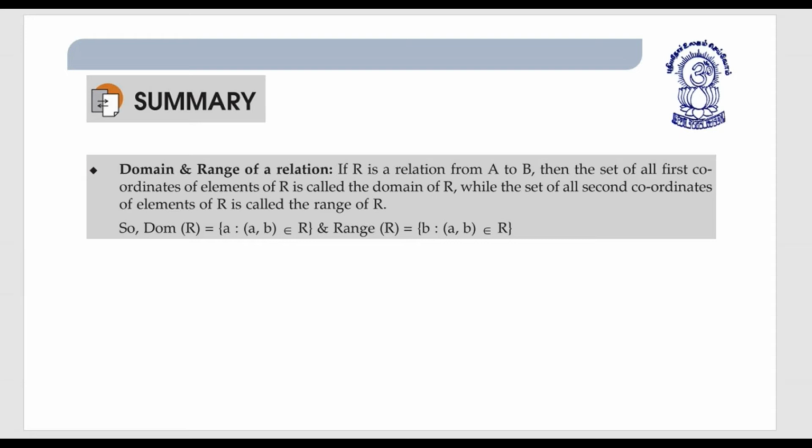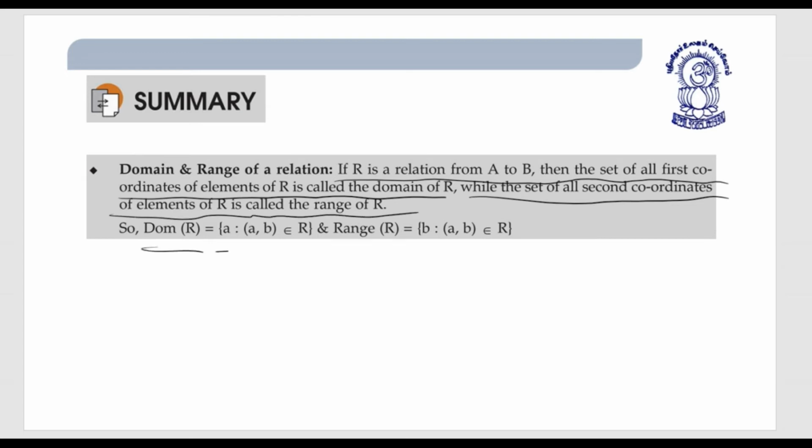Domain and range of a relation. If R is a relation from A to B, then the set of all first coordinates of elements of R is called the domain of R, while the set of all second coordinates of elements of R is called the range of R. Domain R = {a : (a, b) belongs to R} and range R = {b : (a, b) belongs to R}.